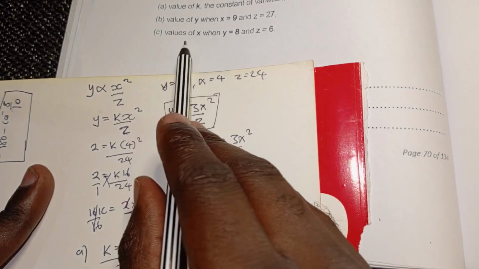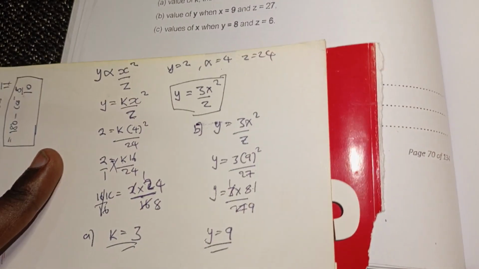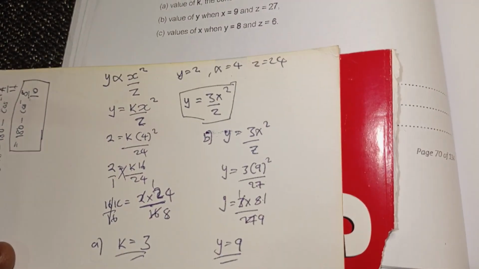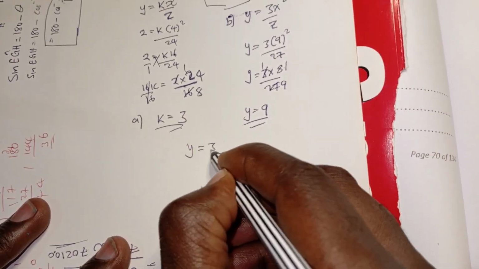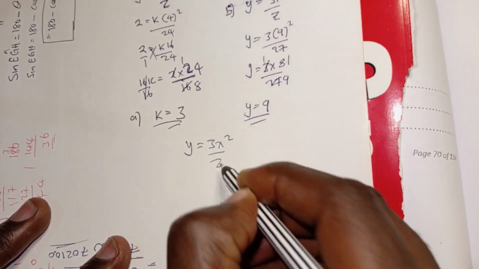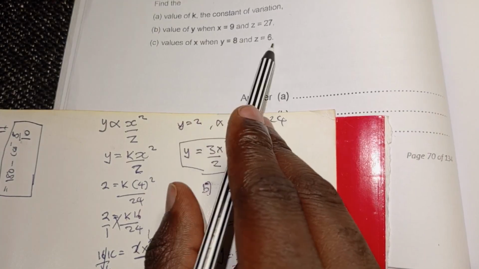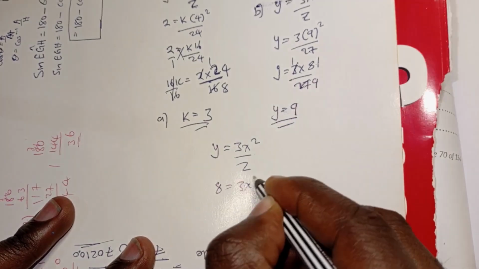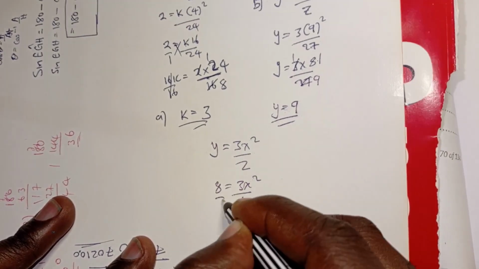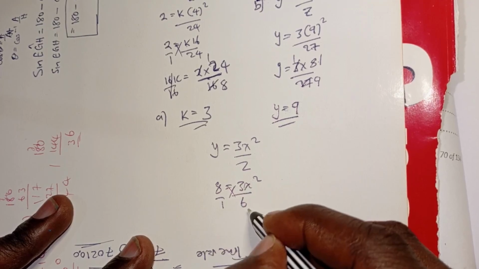The other question C says find the value of x when y is equal to 8, and so we use the same equation. Y is equal to 3x squared over z. Now we are told here that we are finding x. Now y is equal to 8, z is 6. So y is 8 while z is 6. So we cross multiply here. So 8 by 6. 8 by 6 is what?